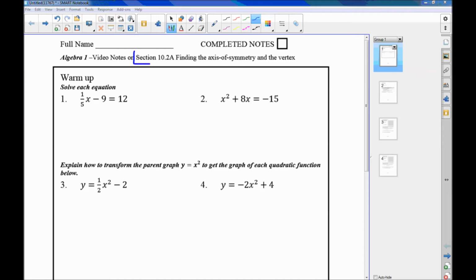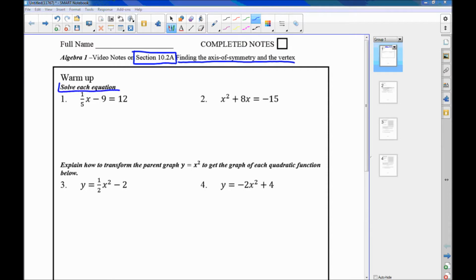Today we are covering section 10.2, and this is part A. We're going to split this section over 2 days. In this section we're going to cover the axis of symmetry and the vertex. So how do we find the center of that parabola that we can fold it on, and how do we find either the lowest or highest point of the parabola, which also lays on the axis of symmetry.